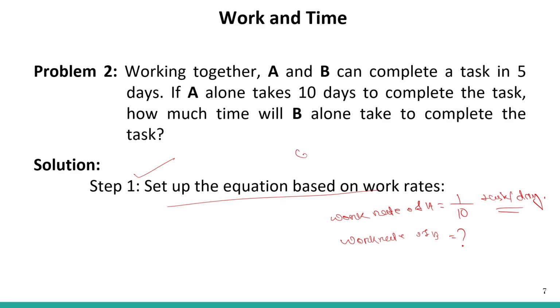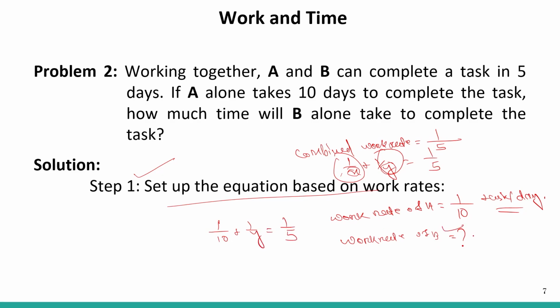So we know that the combined work rate is equal to 1 by 5, and we know the formula for combined work rate: 1 by x plus 1 by y is equal to 1 by 5. So what is 1 by x here and what is 1 by y here? x is the amount of time it took for A to complete that work, and y is the amount of time that B took to complete that work. Given that the work rate of A is 1 by 10, x is replaced by 10, so 1 by 10 plus 1 by y is equal to 1 by 5, because the work rate of B is unknown, that is equal to y.